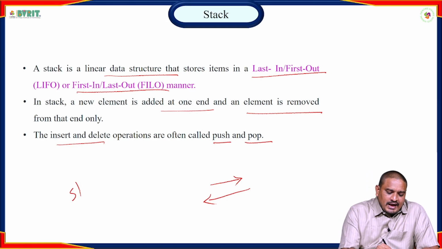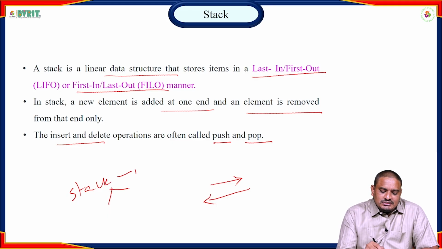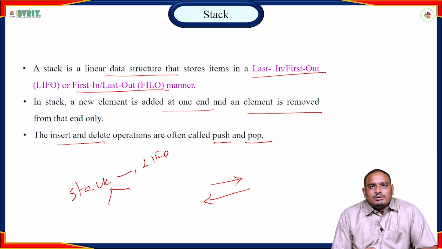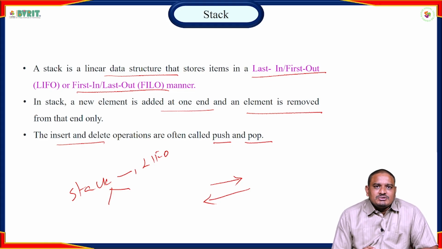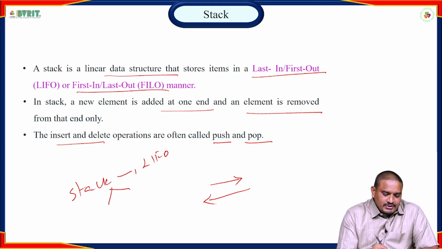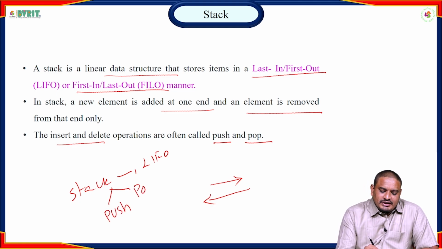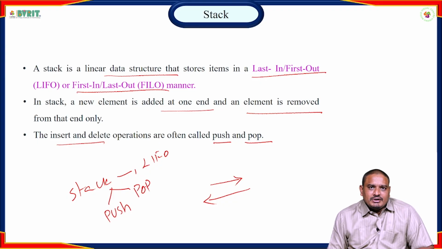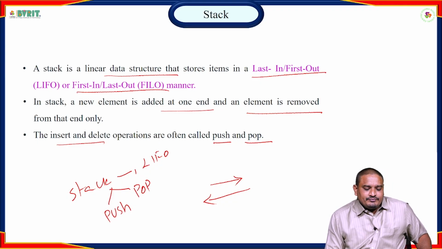Simply, the stack is a data structure that has last in first out order, and there are two types of operations. First operation is the push operation. Second one is the pop operation. We are using these two operations.